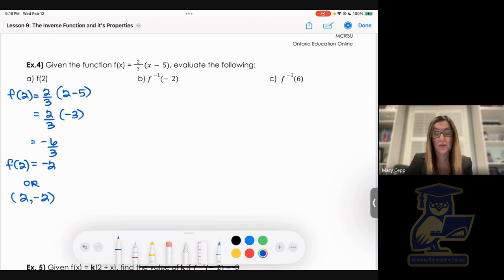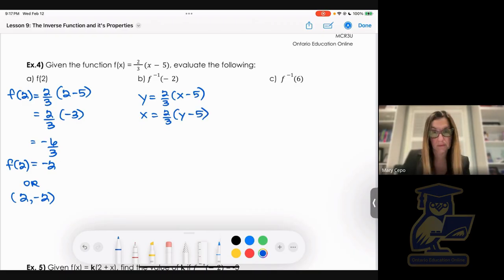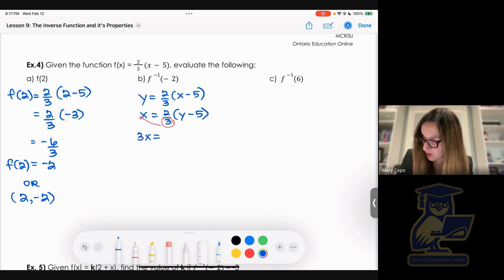So let's start with expressing f of x equal to y. So we're going to say y is equal to 2 over 3x minus 5. That's step 1. Step 2, interchange your x and your y value. So x is equal to 2 over 3y minus 5. We want y all by itself, so we isolate for y. So we're going to start with bringing that 3 over to the other side, which means we take 3 times x is equal to 2 over y minus 5.